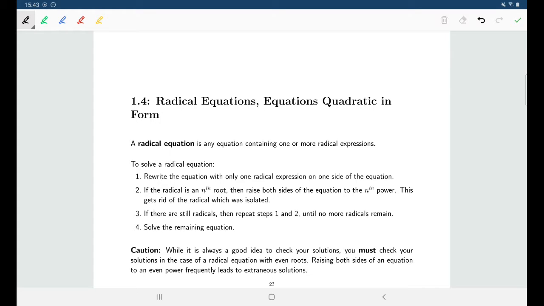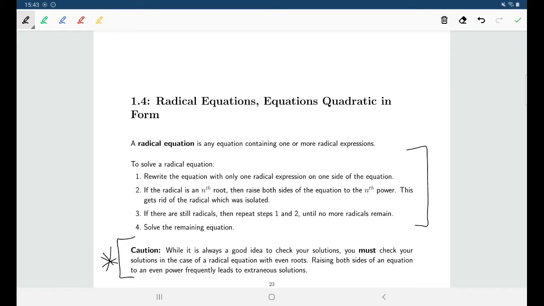There is one big caution that I want to make here, which is that if you're solving a radical equation, and if you at some point square both sides or raise both sides of the equation to a fourth power or a sixth power, anytime you're solving a radical equation where there are even roots, so square roots, fourth roots, sixth roots, it's possible that this procedure will create what are called extraneous solutions. These would be values of x that we might solve and find, but which don't satisfy the original equation.